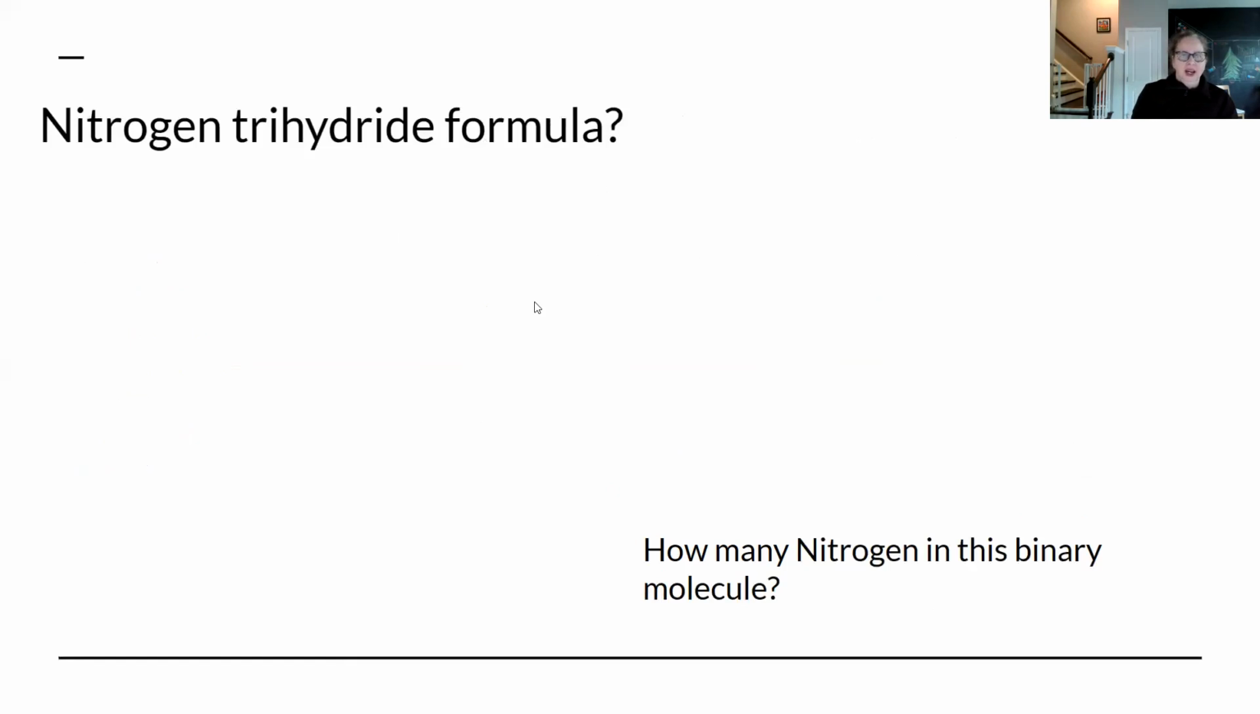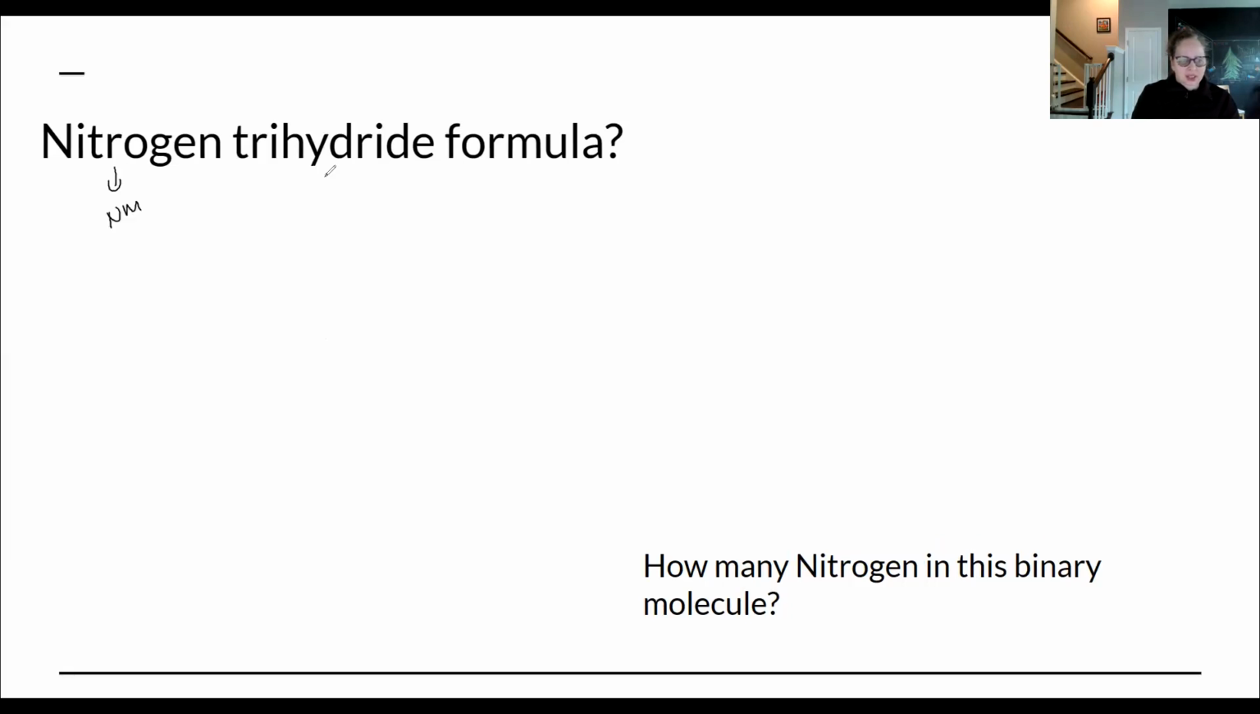Nitrogen trihydride formula. Okay, I didn't put the warning up here, still the same. Always, always, always figure out if it's ionic or covalent. Nitrogen is a nonmetal. Hydrogen is a nonmetal. Even though he's way over on the left, he is still a nonmetal. How else do I know it's covalent? Besides being all nonmetals, I see prefixes. We only use prefixes in non-metal covalent bonds.